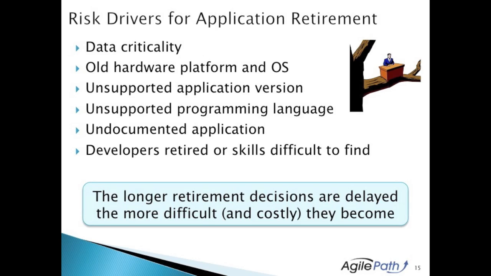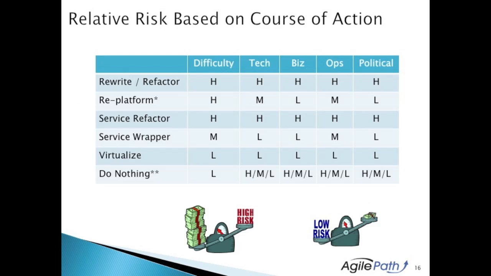And you should have retired it earlier. So this slide talks about relative risks based on course of action. Again, it's looking at the dangerous middle fine-grained analysis. If you look at things such as rewrite, refactor, you have H's, it's a high risk all the way across in those different categories. It's difficult to do.